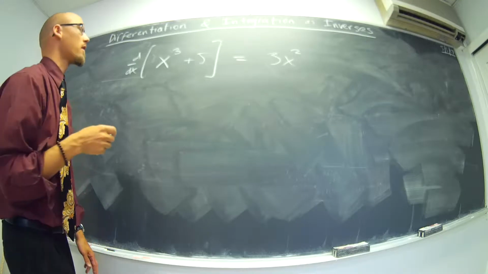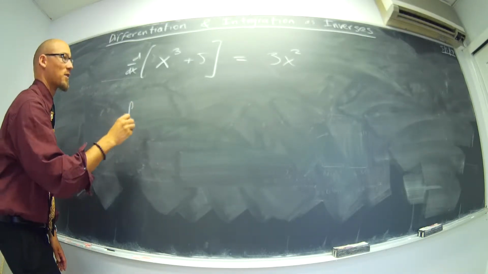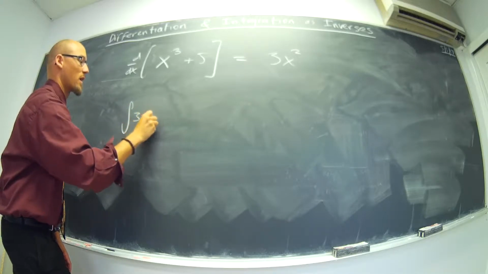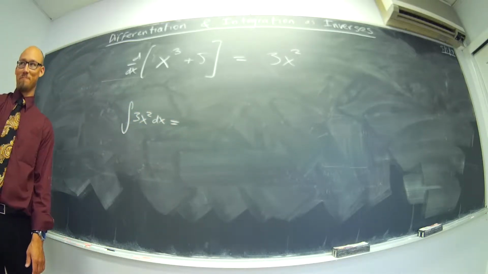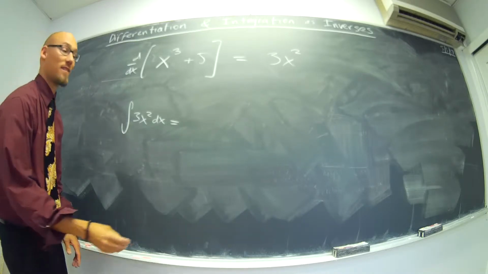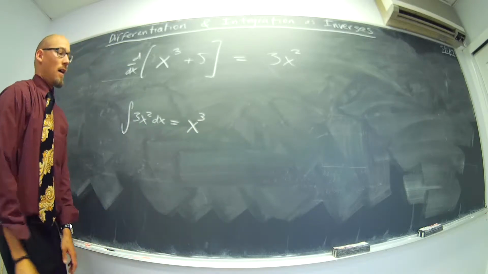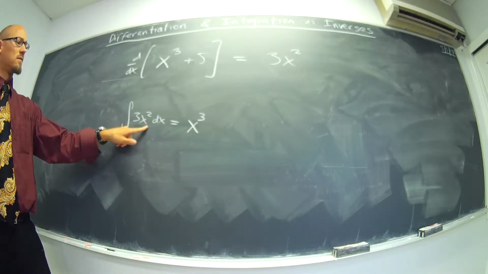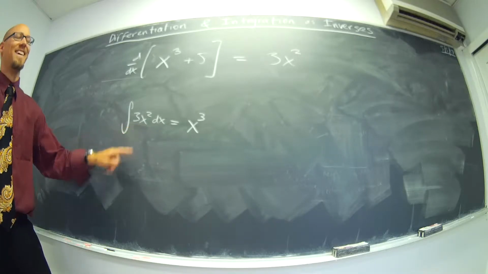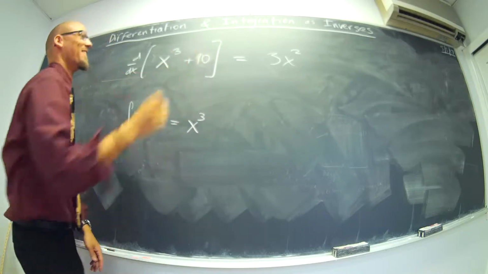So, what's the integral of 3x squared with respect to x? x cubed. Where did the 5 come from? Oh, you add it. But what if this was a 10? What if that was a 10?